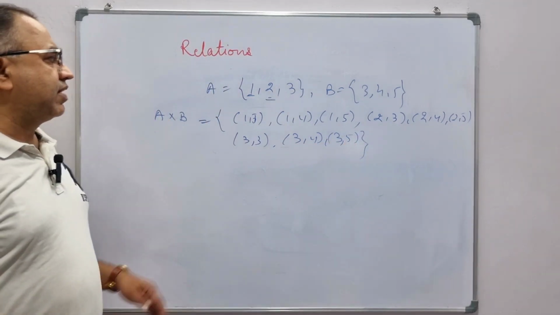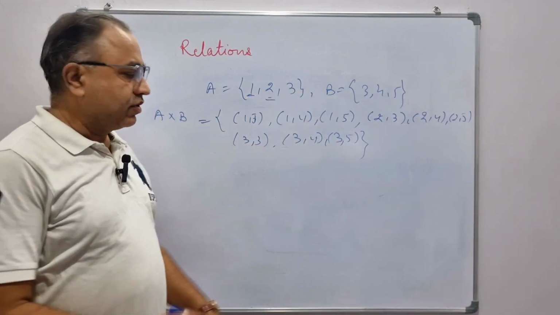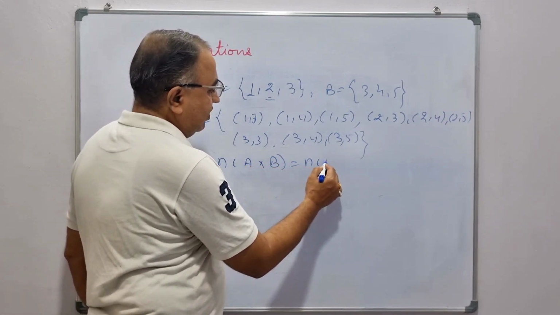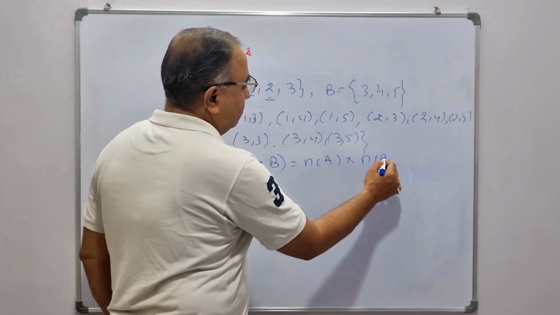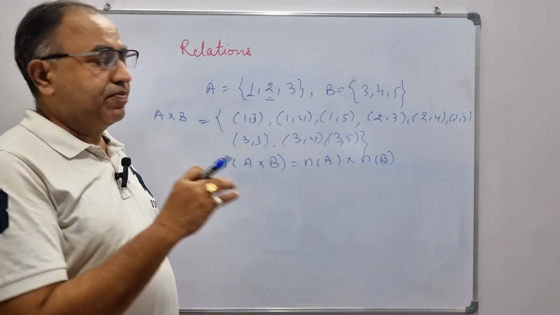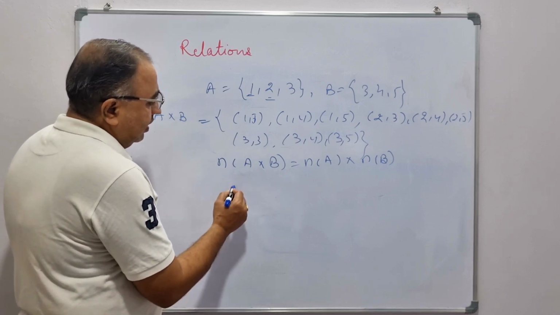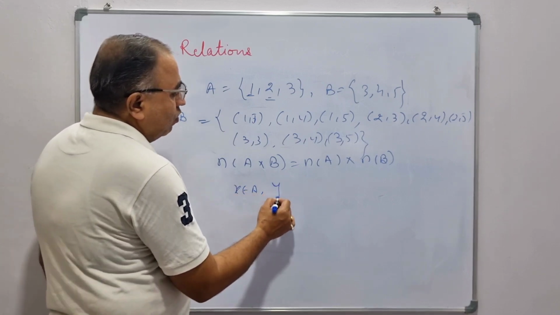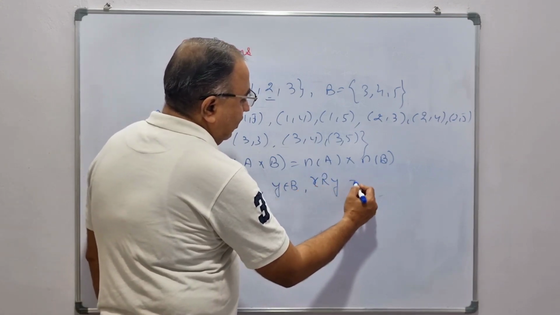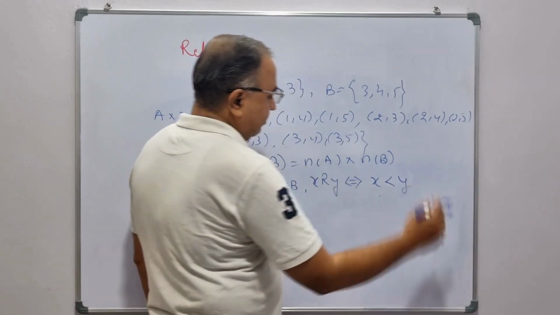So how many total ordered pairs are there in A cross B? 3 threes are 9. So the number of elements in A cross B, as you already know, is the number of elements in A multiplied by the number of elements in B. This is A cross B. But when you are defining a relation, there can be a number of relations between the elements of set A to B. For example, suppose you are defining a relation that X belongs to A, Y belongs to B, and we say that X is related to Y if and only if X is smaller than Y.